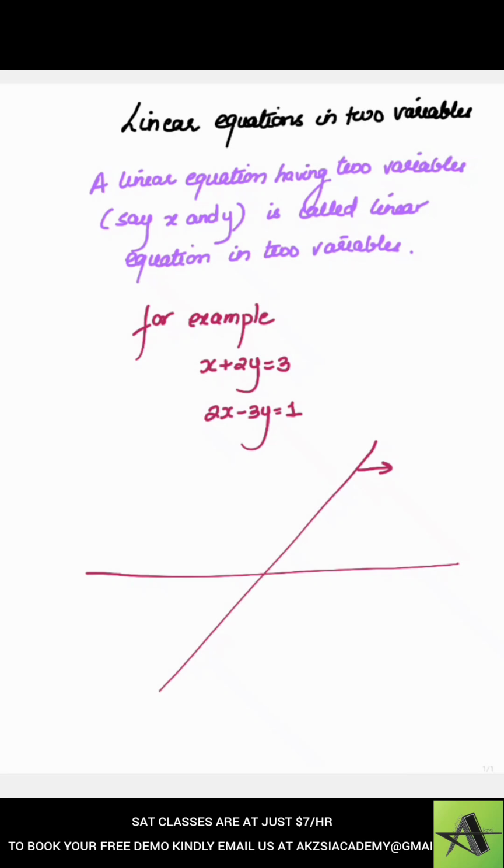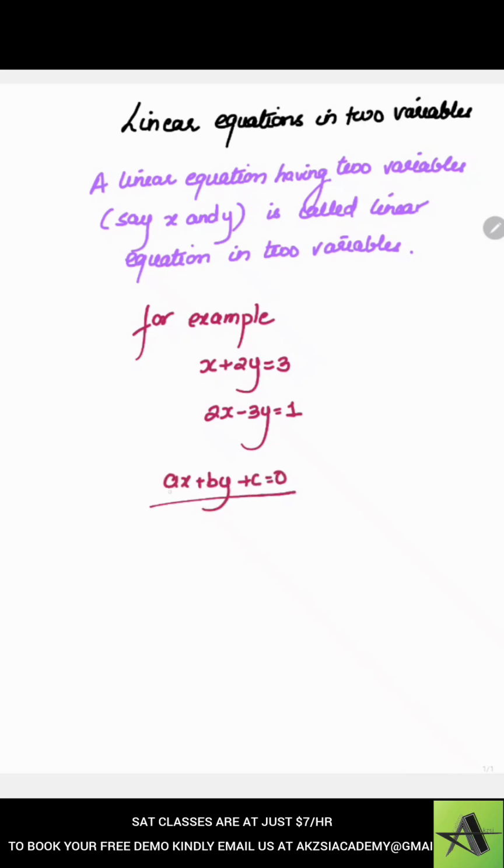There are two ways by which you can represent this one. The first one is ax plus by plus c equals 0, in which I have written x plus 2y equals 3, or we can write it as x plus 2y minus 3 equals 0. Or in terms of graphical representation, when I'm representing it in the form of a straight line, we always represent it in the form of y equals mx plus b, or mx plus c, whatever variable you want to use. This is called the slope-intercept form. This is how you can write a linear equation when you are representing it in a graph.